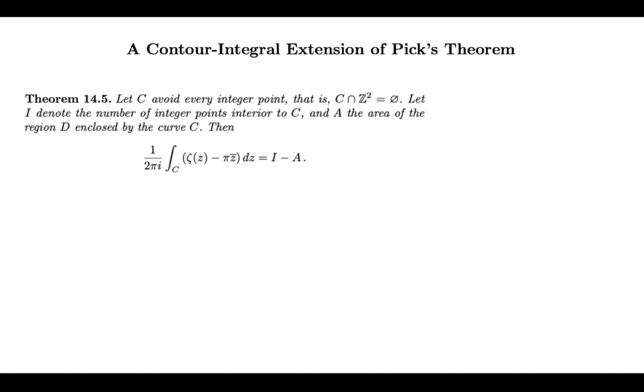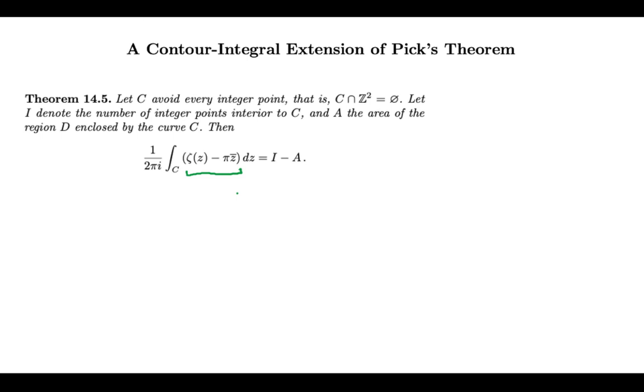These are all the ingredients we need for theorem 14.5, which we think of as a complex contour-integration version of Pick's theorem. We have a curve that avoids the Gaussian integers. And now integrating this function that we constructed on the previous page over this curve gives you, up to the usual complex analysis factor of 1 over 2 pi i, the number of interior integer points minus the area of the region enclosed by the curve.